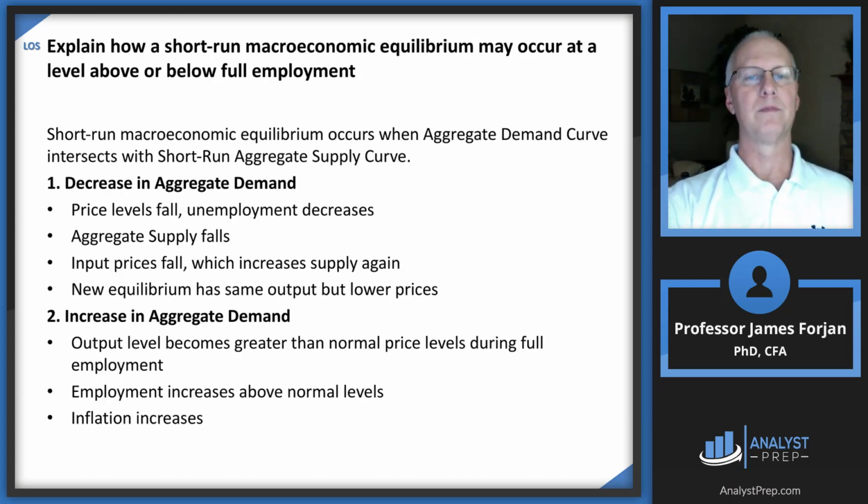How about full employment? Short-run macroeconomic equilibrium occurs when the aggregate demand curve intersects with the short-run aggregate supply curve. Let's think about this from the first standpoint. When there's a decrease in aggregate demand, price level falls, unemployment decreases, and that's going to have a corresponding decline in aggregate supply. So there's going to be a new equilibrium in which there's the same output but lower prices. There's an increase in aggregate demand. The output level becomes greater than normal price levels, and so employment is going to increase, and then inflation is going to increase.